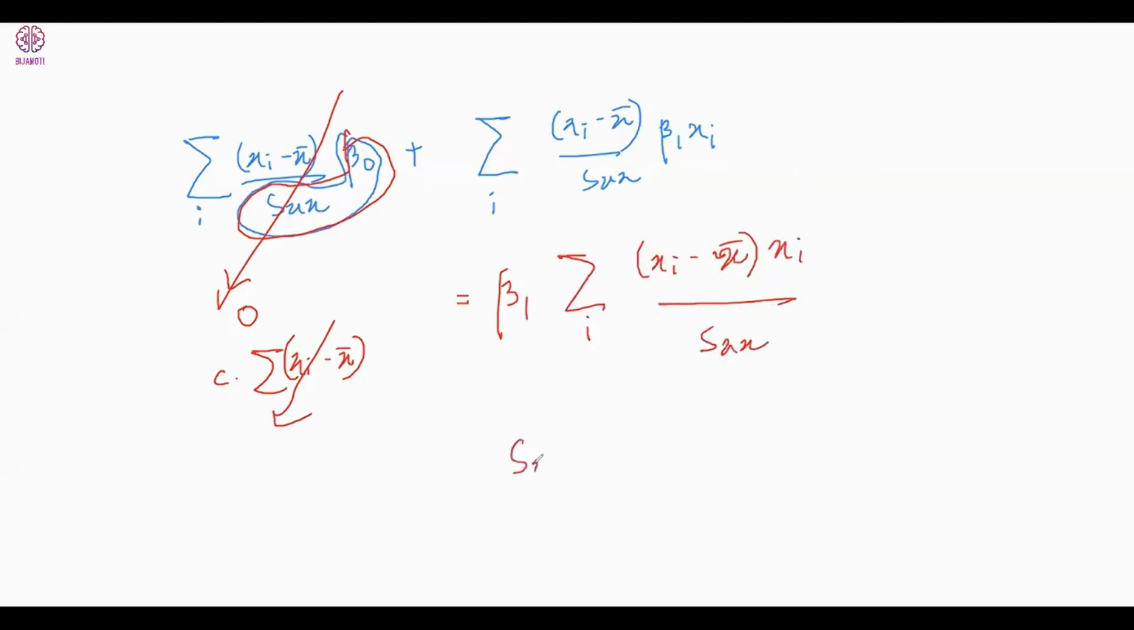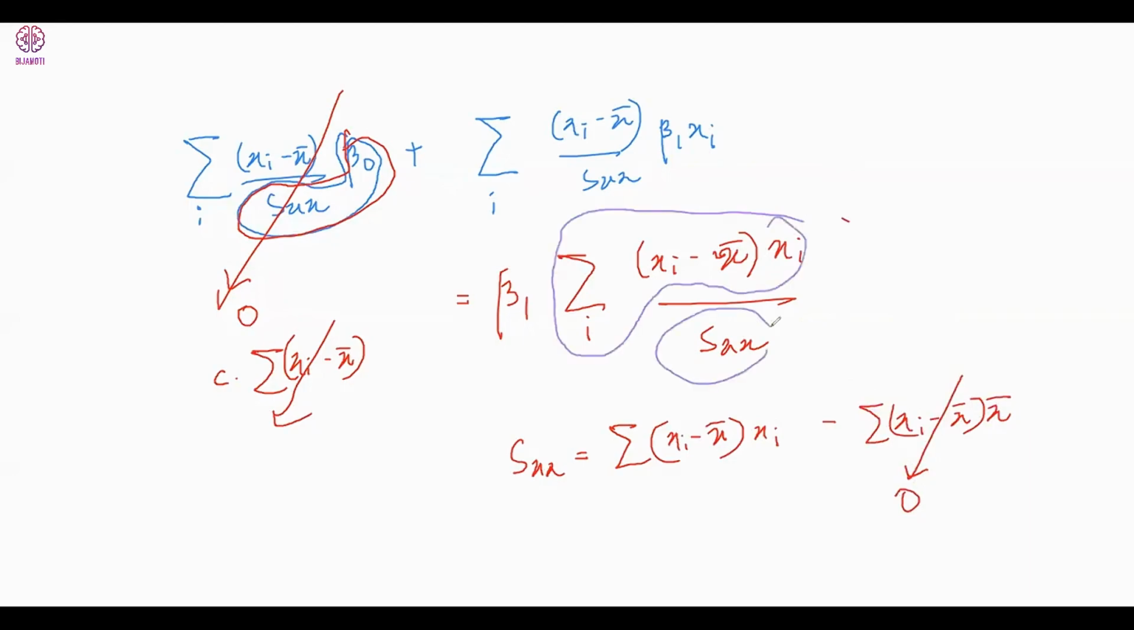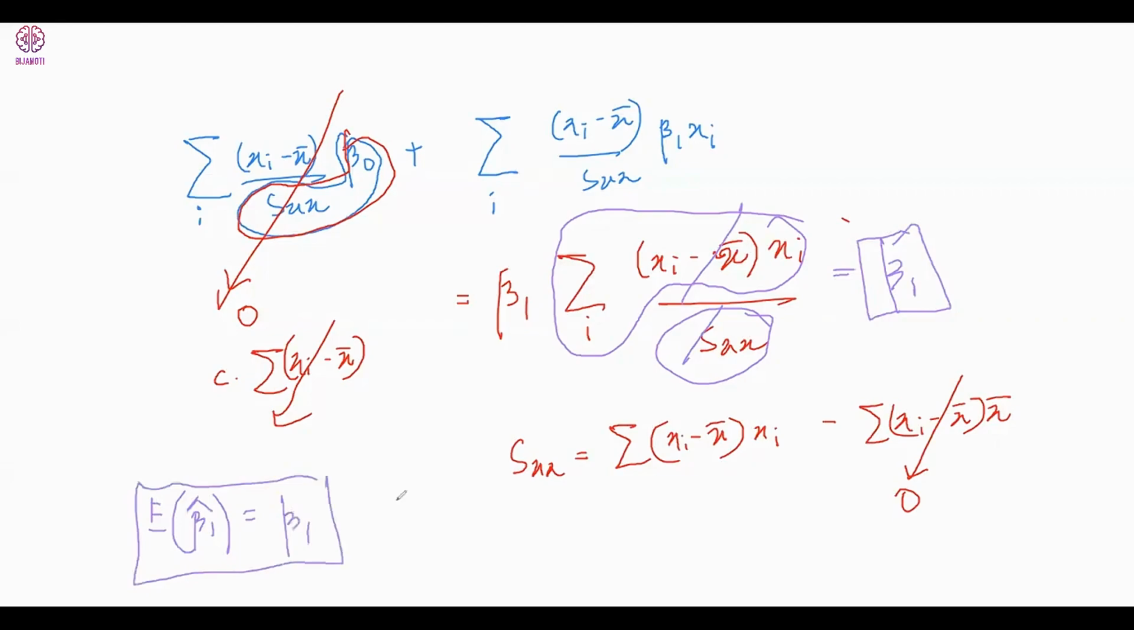Observe that Sxx can be written as summation of (xi minus x bar) times (xi minus x bar), right? So it's written like this. Observe that this term is 0. So therefore, the upper part is equal to the lower part, so it cancels out. So it's actually equal to beta 1. So what do we get? Expectation of beta 1 hat is equal to beta 1. So the bias of beta 1 hat is equal to 0. So that's the basic idea. Okay. So this is the idea of the expectation and bias of beta 1 hat.